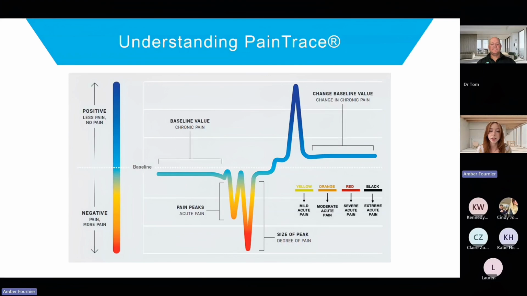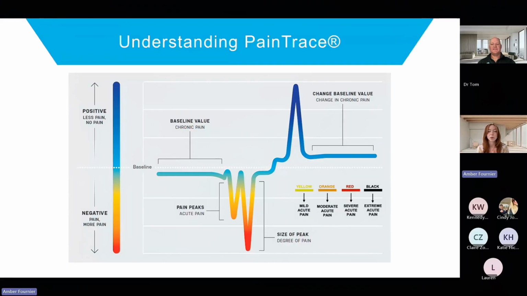And then the PainTrace peaks here, which we see in the middle, those are depicting acute pain. And again, those are in response to some kind of action like palpation, ambulation, joint flexion. Those represent the quantity of acute pain. And we've created this color coding system based on studies in humans that actually showed that the peak amplitude, so the size of this peak, correlates with human self-report. So that's where we have mild acute pain being color-coded yellow, moderate being orange, and then severe being red, and then anything greater than that is color-coded black.